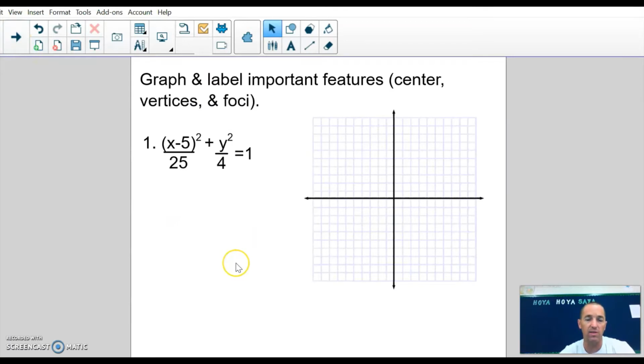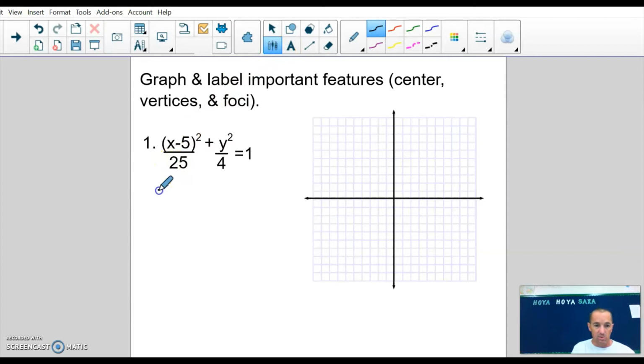Okay, so let's take a look at this. It says graph and label the important features, which would be the center, the vertices, and the foci. We will also label the co-vertices as well. All right, so let's see how I'm doing today with the class pad. All right, so the first thing we want to do, all right, let's get a pen, is we want to come up with a center value. All right, and so we see here we have a -5 and we have nothing. So we're going to change that value of 5, make it a +5. And we had nothing behind the y, so our center is 5, 0.